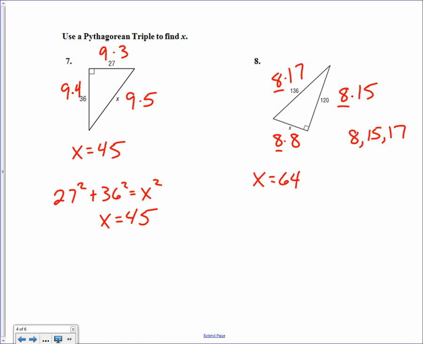Again, if you don't like that, you can just solve using the Pythagorean theorem. That's x squared plus 120 squared is 136 squared. Again, if you do that, you will get x is 64. But again, I'm not going to do the work for you there. You should be able to figure that out.